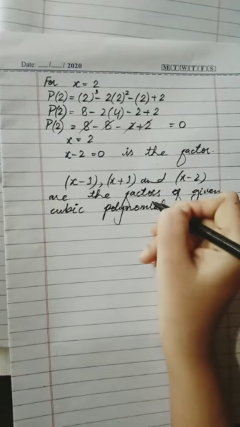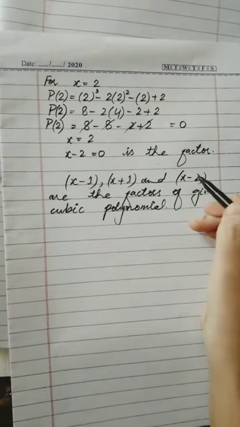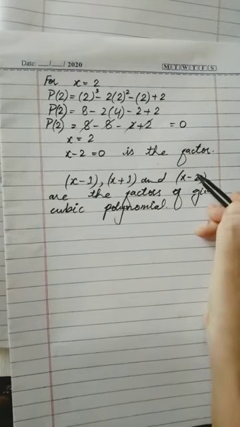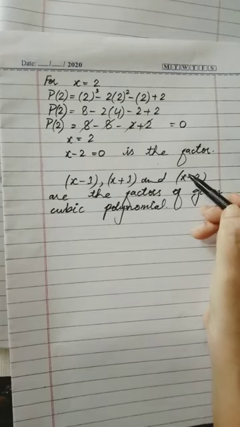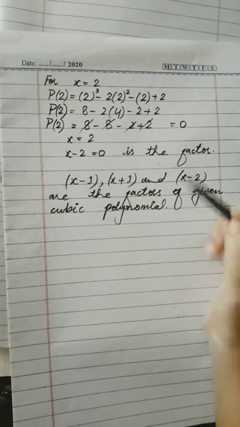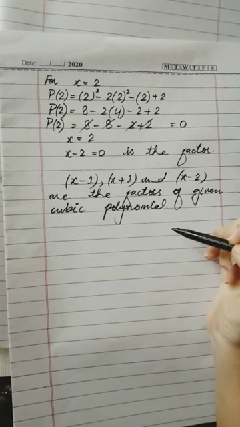Clear? These 3 are factors, x minus 1, x plus 1 and x minus 2, because when we applied these on this expression we found remainder equal to 0, and that's why these are satisfied for this expression.